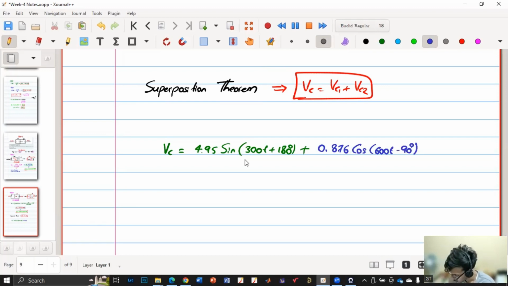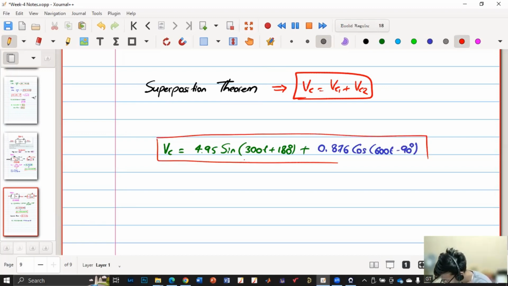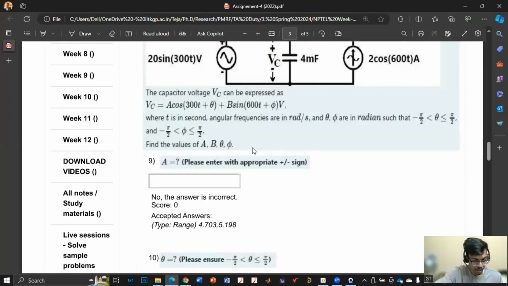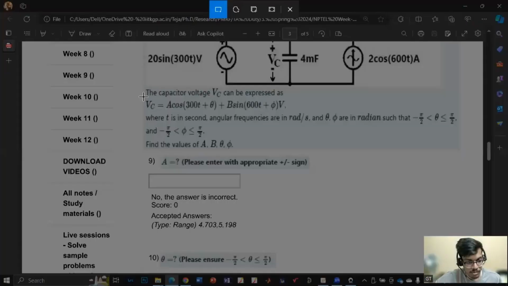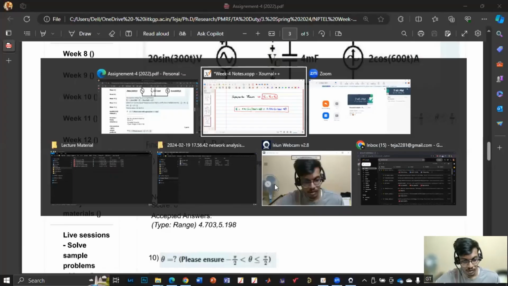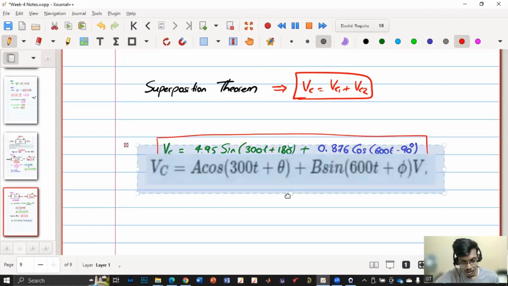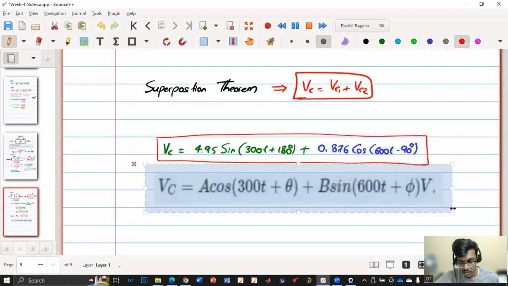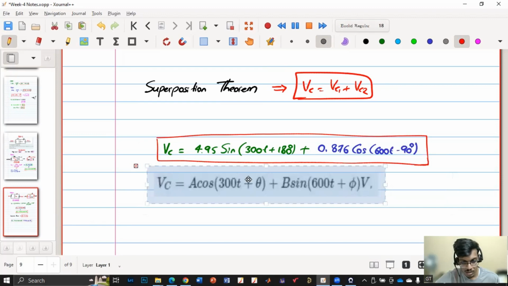Okay. So now this is the equation. Now let us quickly go back here to whatever they have asked. I am just clipping it so that we can correlate directly. Can you tell me what is theta, what is A, what is B, what is phi?